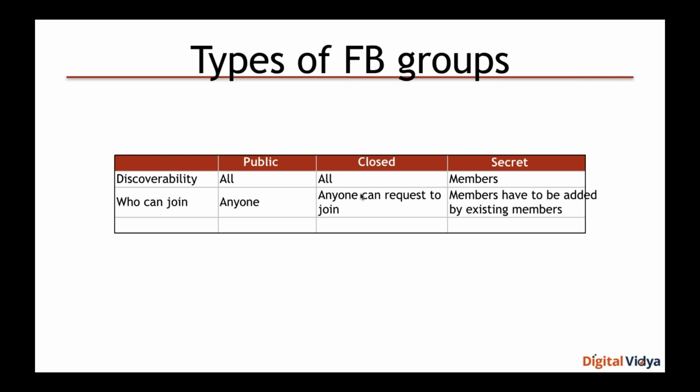A closed group can be seen, but you can't join it. The members have to accept your request. And in a secret group, people who are not members don't even know that the group exists. People can be added to the group only by the existing members.